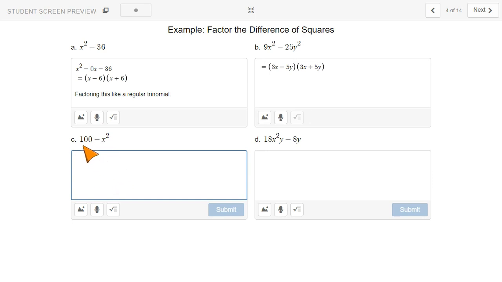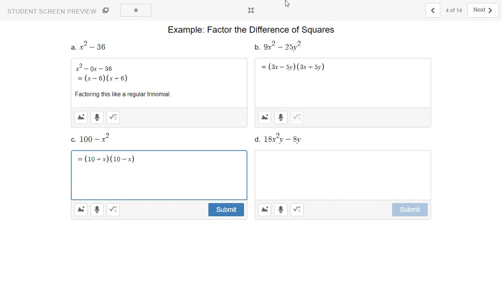Same thing here, 100 minus x squared. Now, even though x squared, which is usually our first term, is written at the back, we could still consider this an A and a C. Because both of these are perfect squares, we can throw them into our bracket with the square roots. So 10 plus x, 10 minus x.